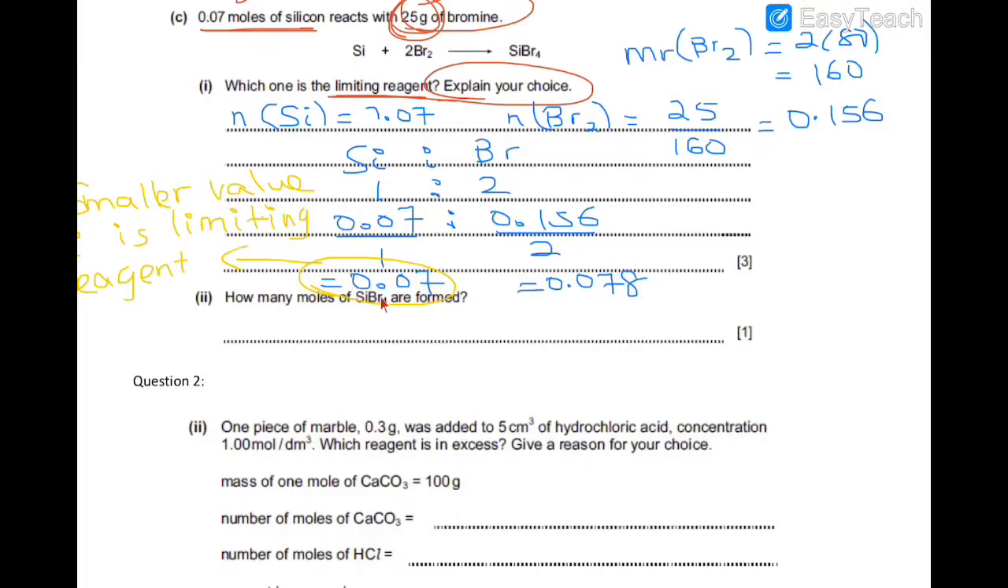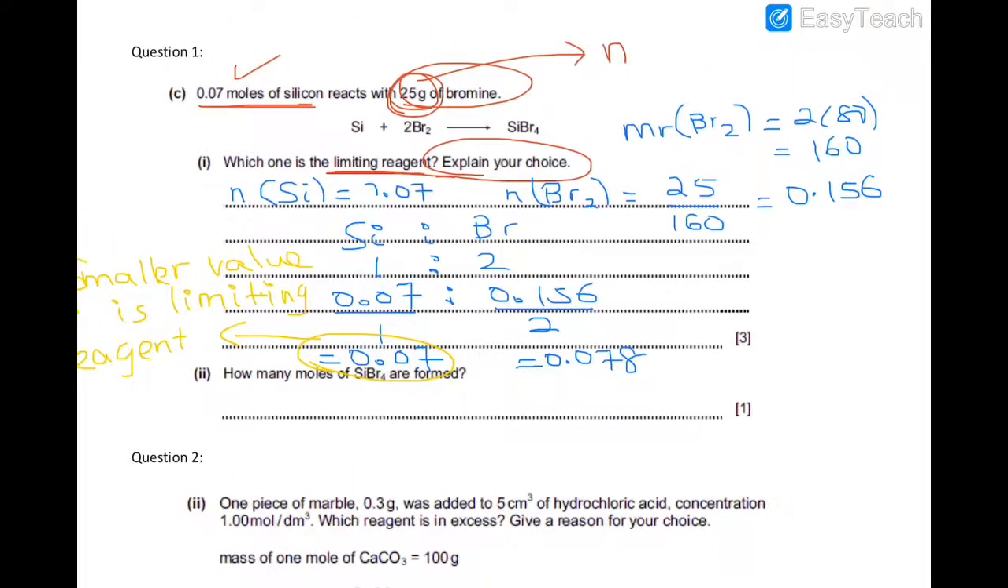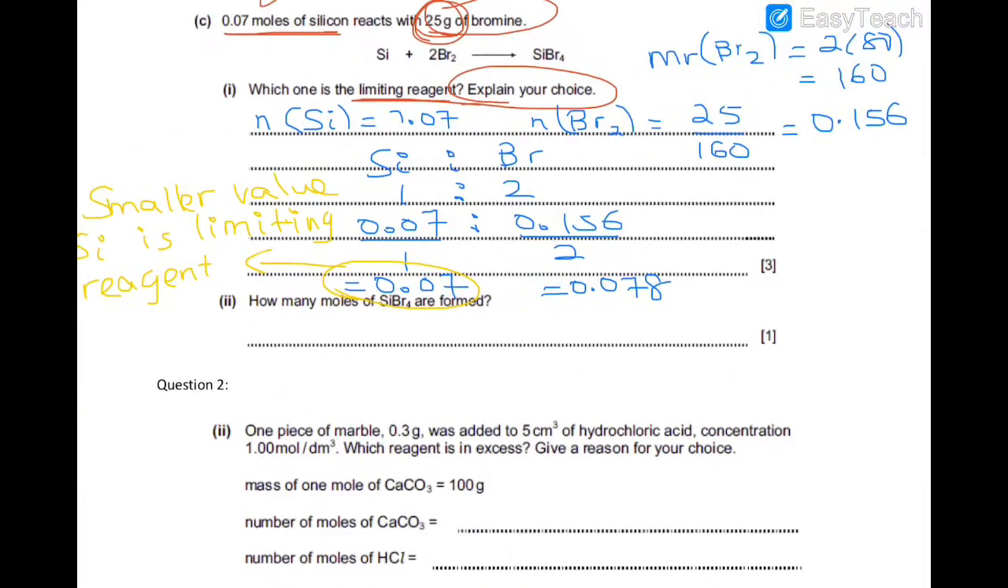So how many moles of the silicon bromide is formed? It will depend on the number of moles of silicon, because this is the limiting reagent. So when I'm going to find that, I'm going to use the mole ratio silicon is to silicon bromide, and you see here it's 1:1. So if you have 0.07, it's going to give you 0.07 moles of silicon bromide. So I'm just going to write the value here. So that's 1 mark.